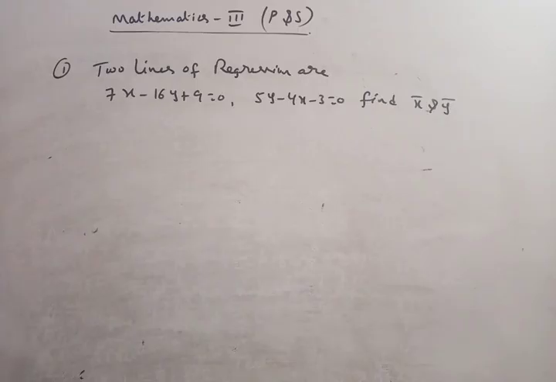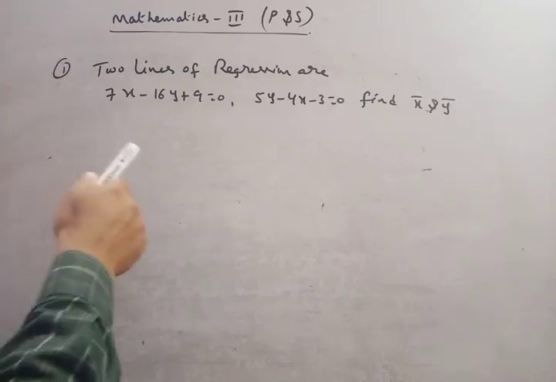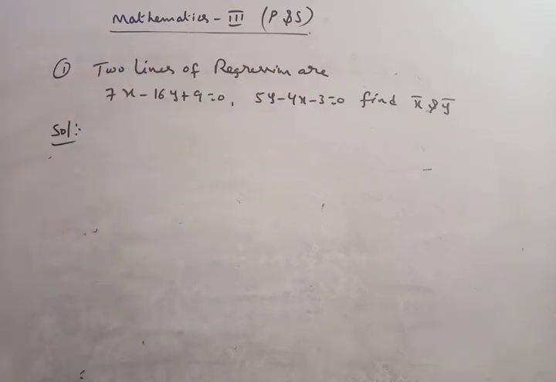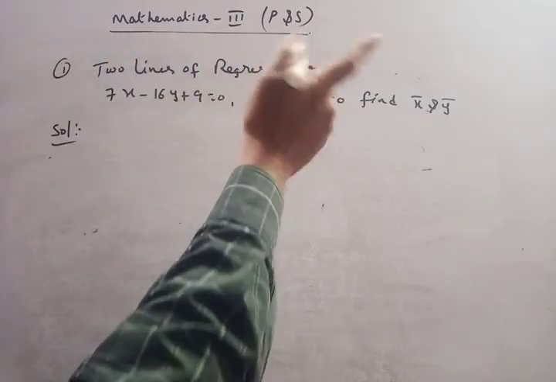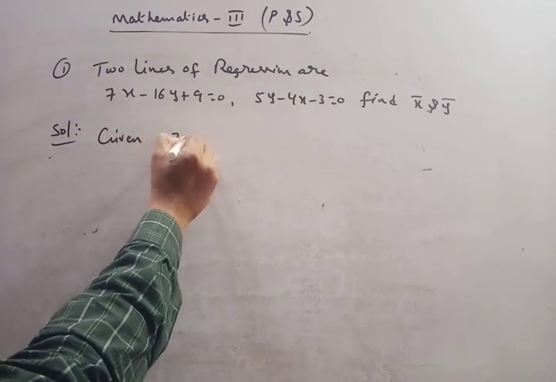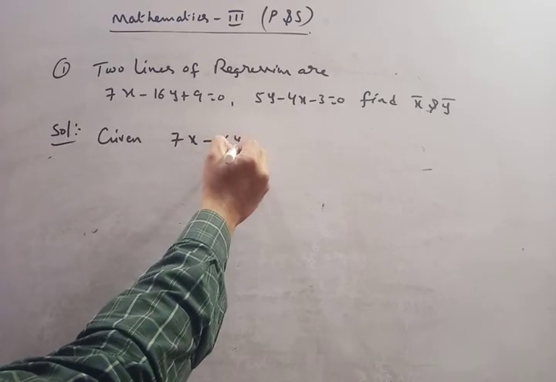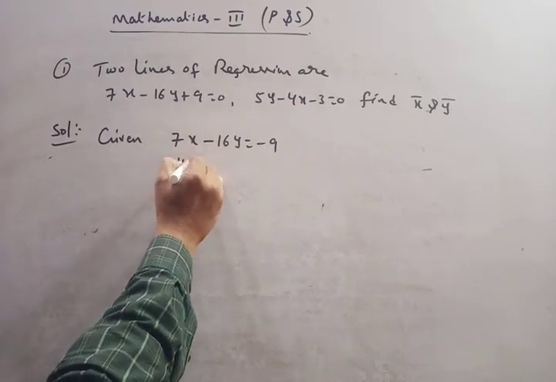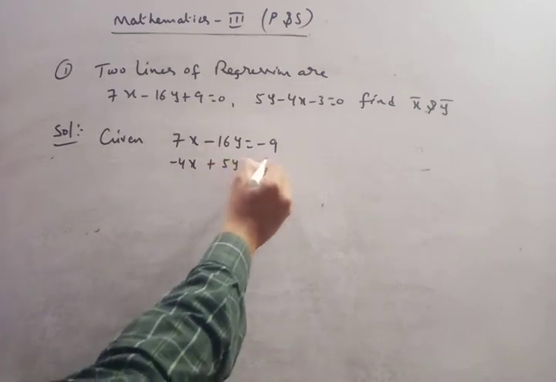Okay. In another paper he gave this problem. Two lines of regression are 7x minus 16y plus 9 equals 0 and 5y minus 4x minus 3 equals 0. We have to find x bar and y bar, that means the mean of x and the mean of y. So first of all, given the two lines of regression, 7x minus 16y is equal to minus 9, one equation, and minus 4x plus 5y is equal to 3.